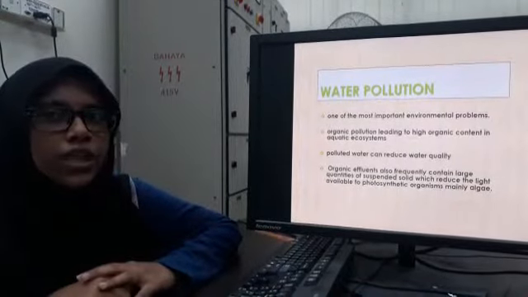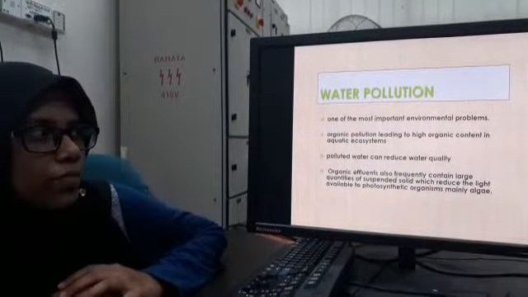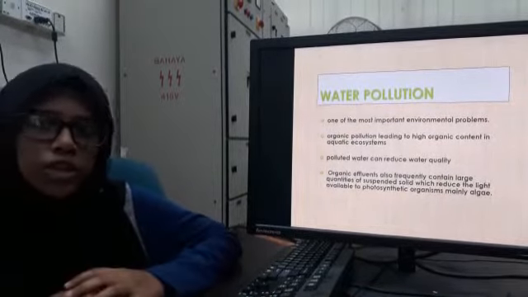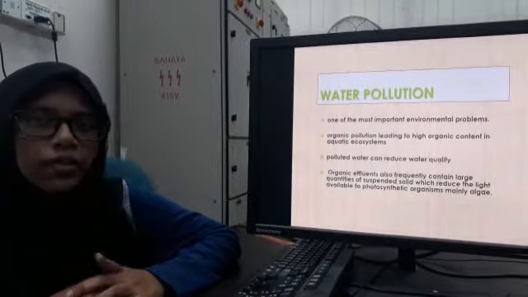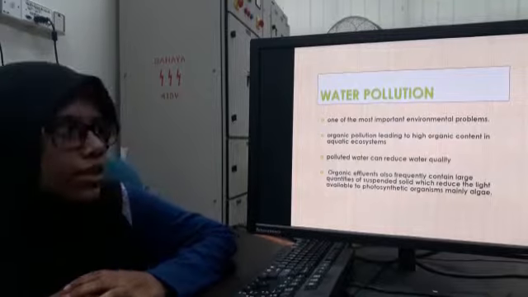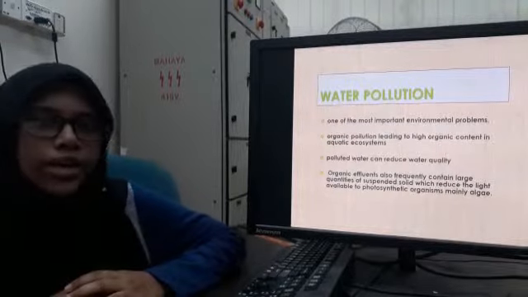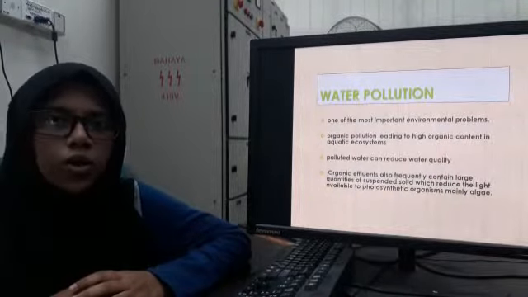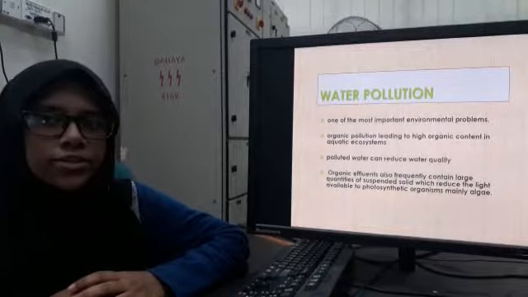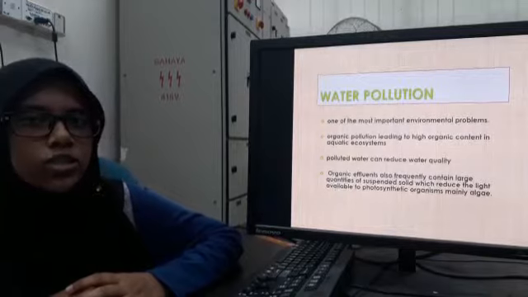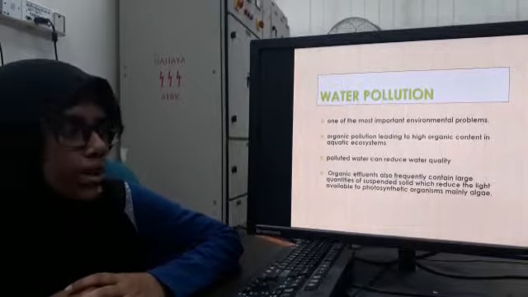Pollution of surface water has become one of the most important environmental problems. Two types of large and long-lasting pollution threats can be recognized at the global level. On the one hand, organic pollution leads, through high organic content in aquatic ecosystems, in the long term to eutrophication. It is a well-known fact that polluted water can reduce water quality, thus restricting use of water bodies for many purposes.